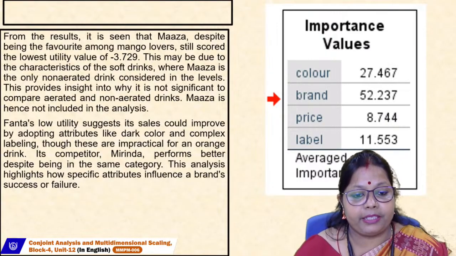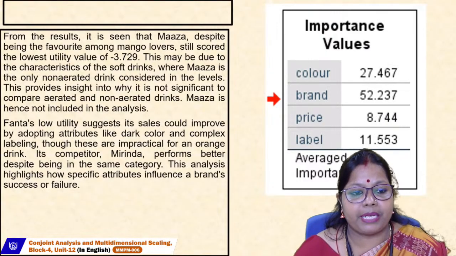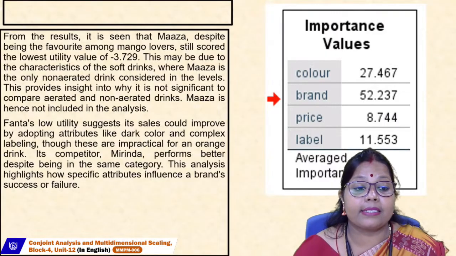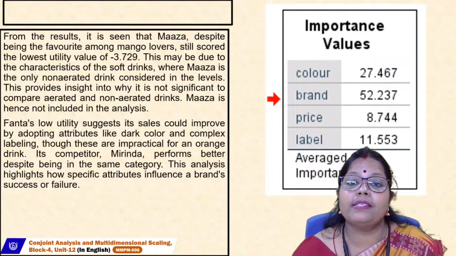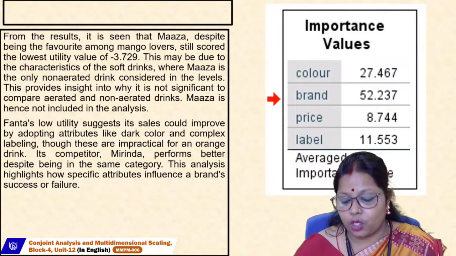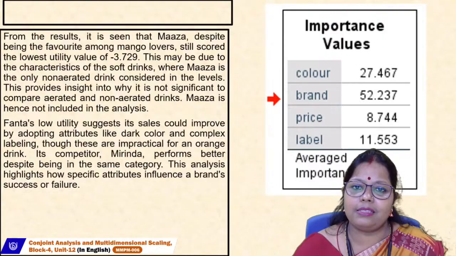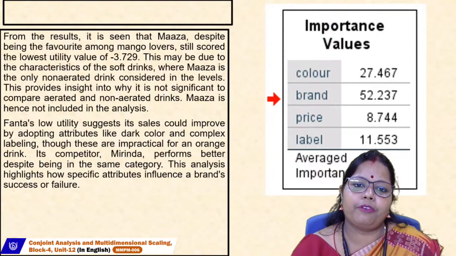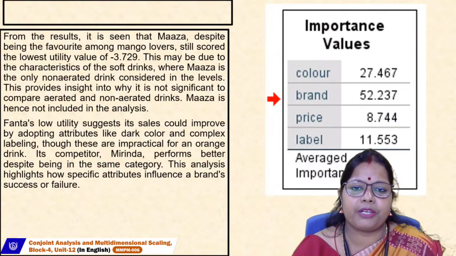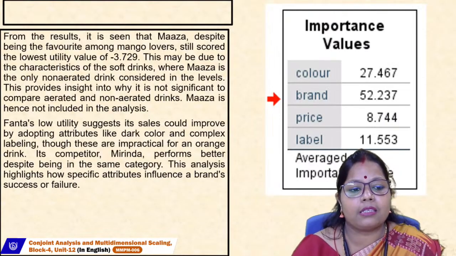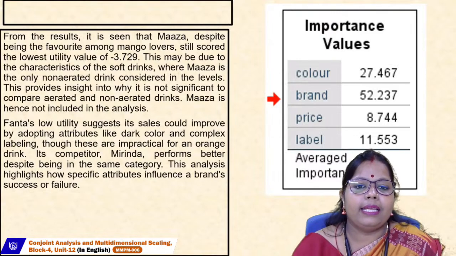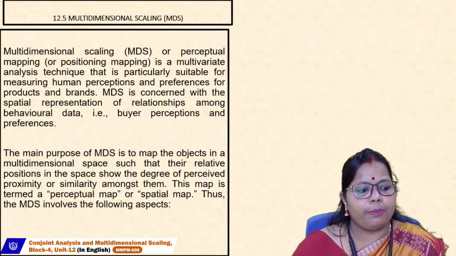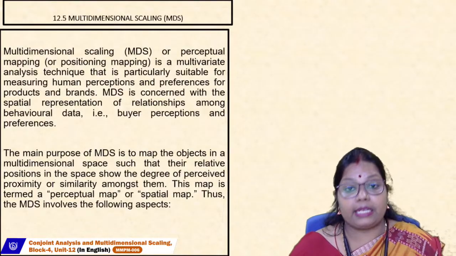So its competitor Mahindra performs better despite being in the same category, and this analysis highlights how specific attributes influence a brand's success or failure. So all these things we discussed in this example are very helpful for the market researcher as well as the producer to take the right decision to succeed in marketing competition. It was all about the conjoint analysis.